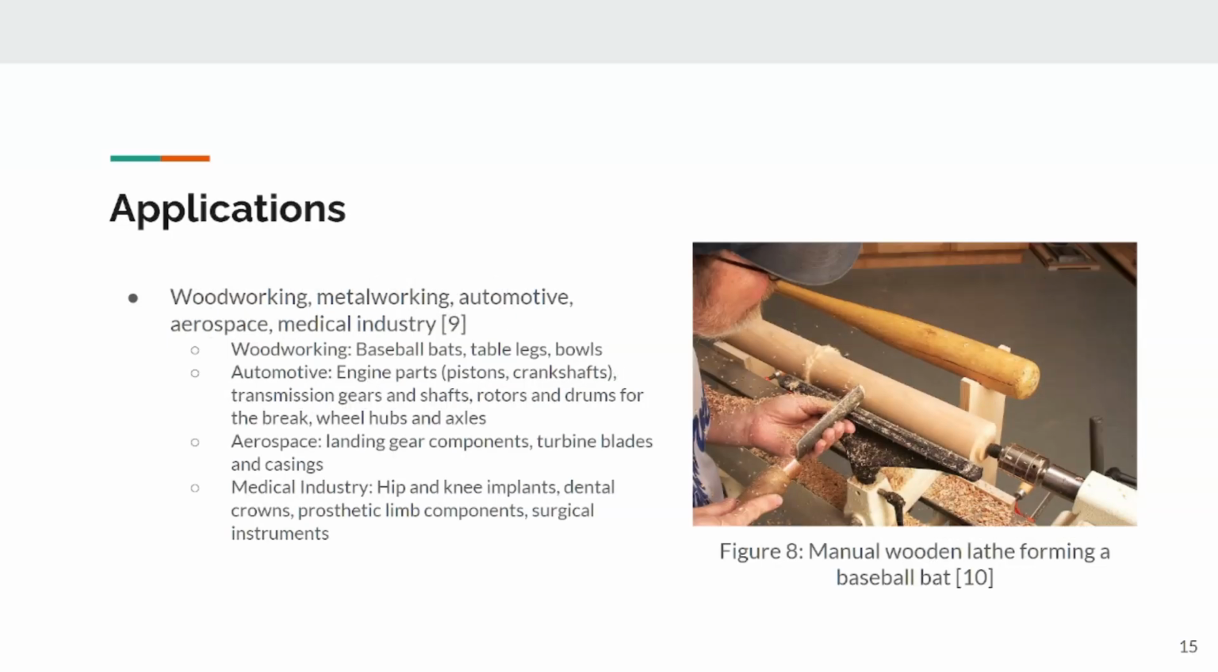Lathing has many applications in woodworking, metalworking, and industries such as automotive, aerospace, and medical. For example, it can be used to create baseball bats, and it can be used to create wheel hubs and axles. In airplanes, it can create turbine blades, and in the medical industry, it can help create some surgical instruments.